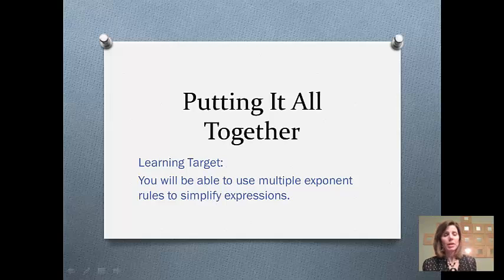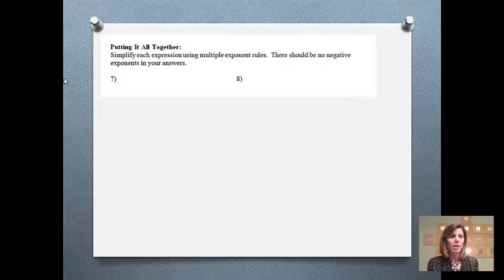Right, now that we've studied many exponent rules, what we're going to be doing is putting it all together. At the end of this lesson, you'll be able to use multiple exponent rules to simplify expressions. It says to simplify each expression using multiple exponent rules. There should be no negative exponents in your answer. So we definitely will have to use more than one rule to get our answer on these ones.